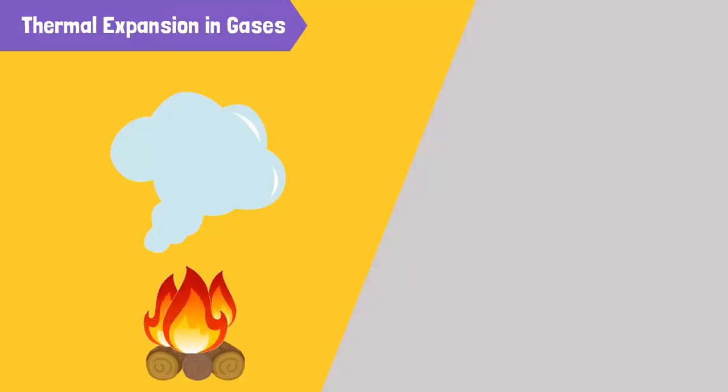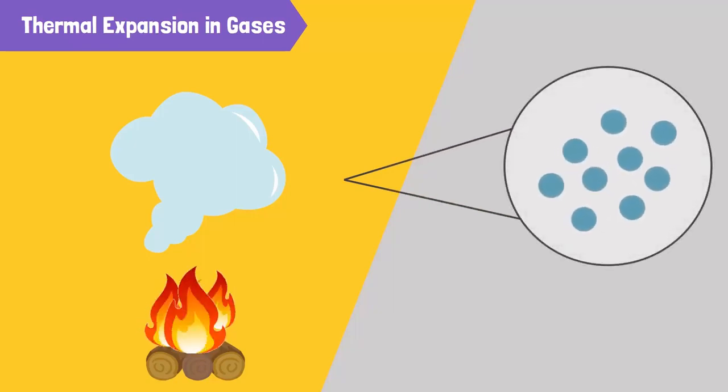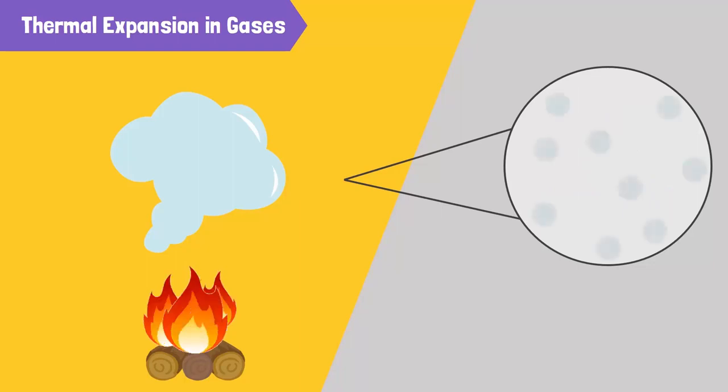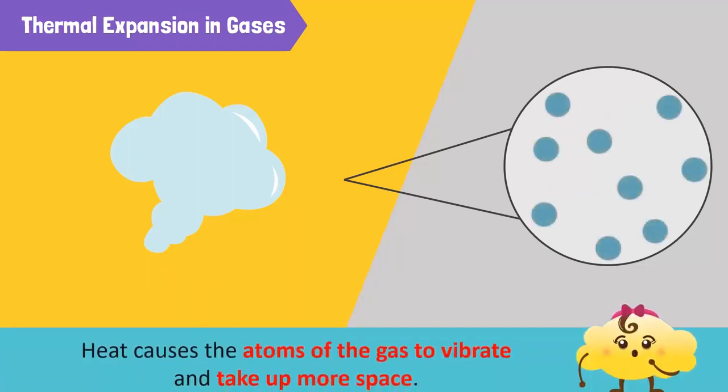Finally, let us see how gases react when they are heated. Gases expand most when heated. This is because gas particles are far apart and are weakly attracted to each other. It is much easier for them to move further than solids or liquid particles when heated. Heat causes the atoms of the gas to vibrate and take up more space.